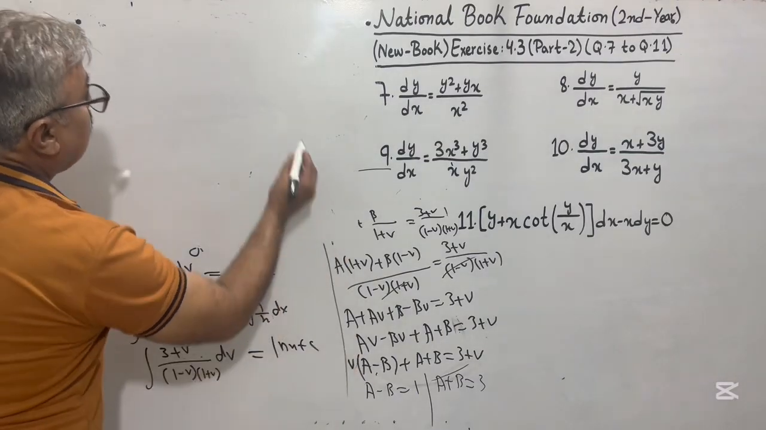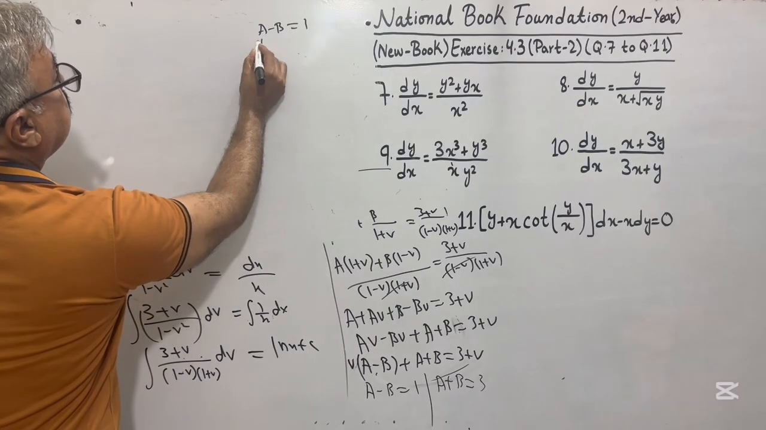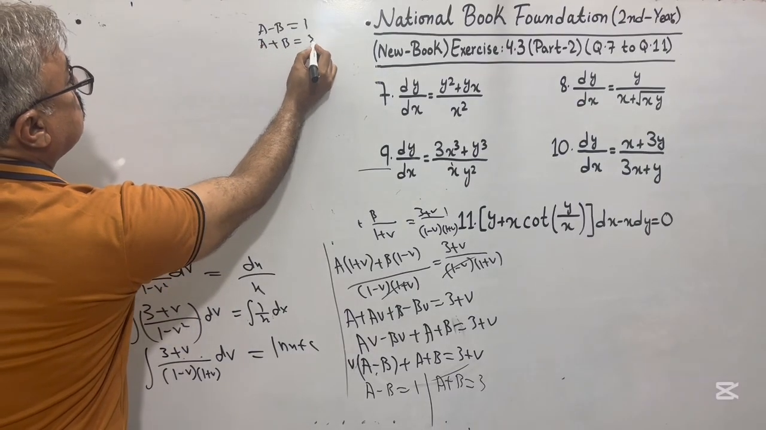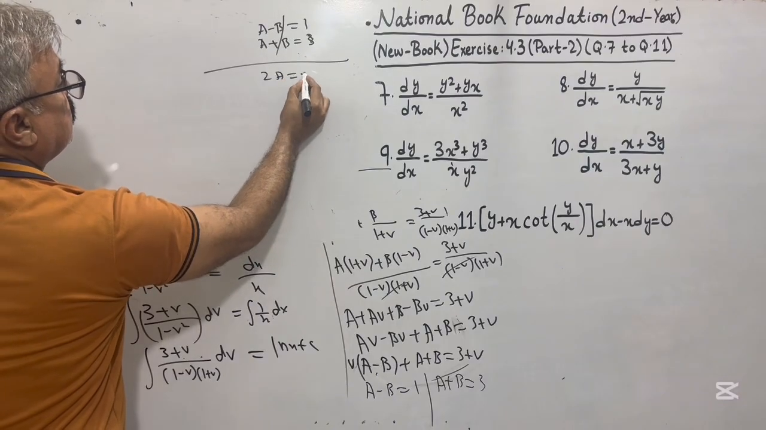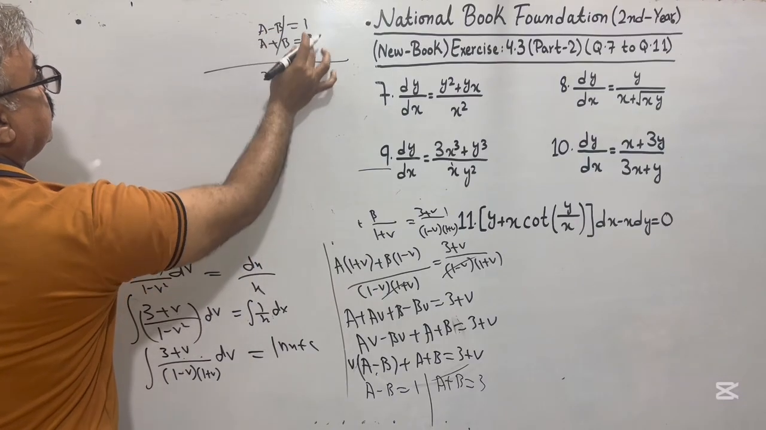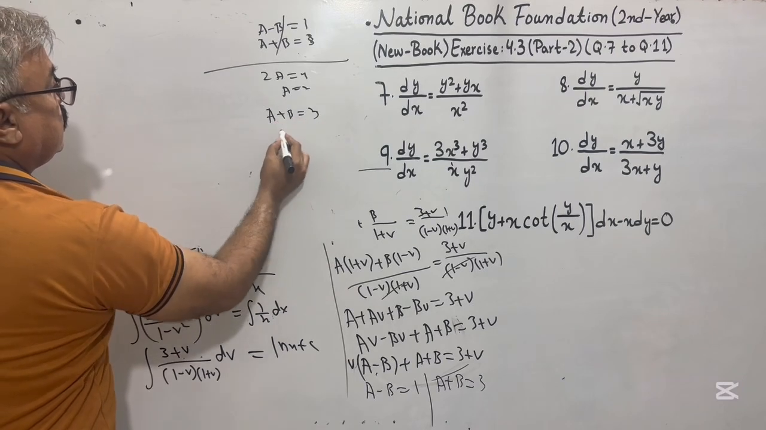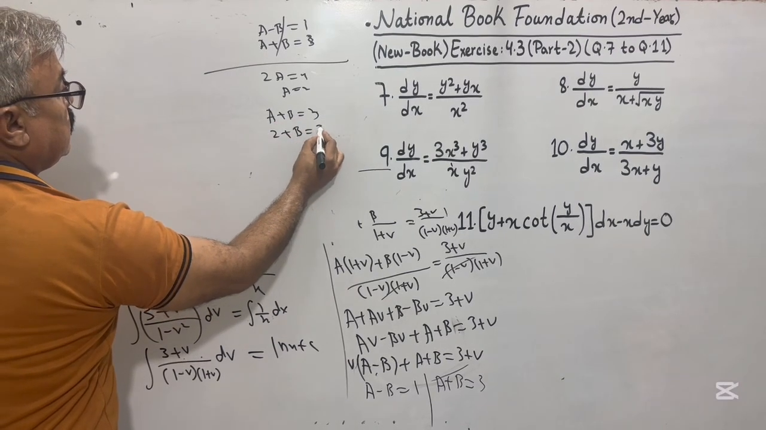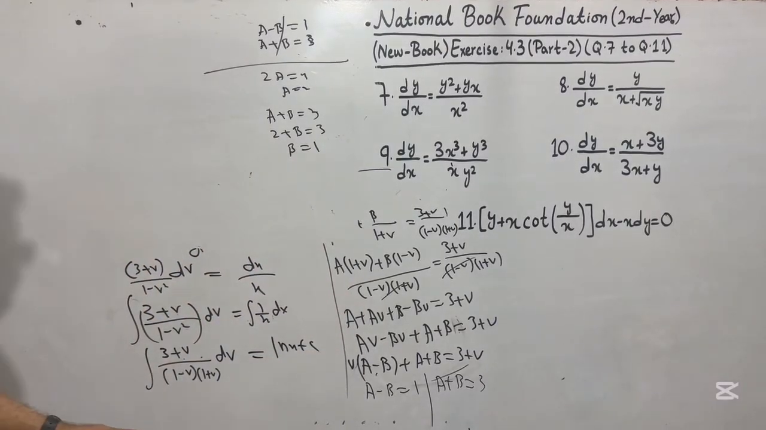Here we have A minus B is equal to 1, cool. A plus B is equal to 3, cool. By adding or subtracting, I am adding. 2A is equal to 4, A is equal to 2. Putting in the equation A plus B is equal to 3, 2 plus B is equal to 3, then B is going to be 1.